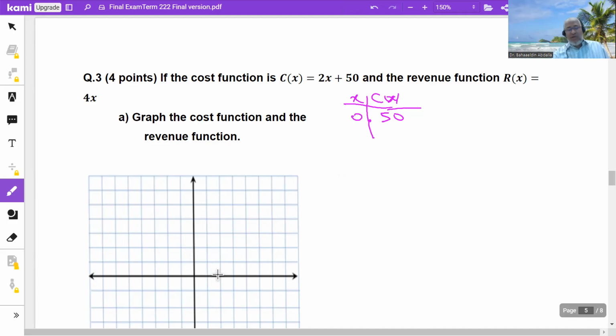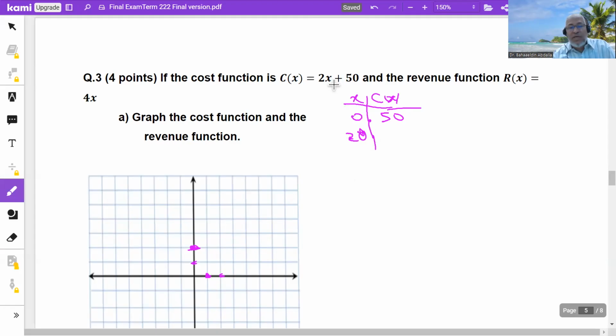So I should choose a unit of measure which is suitable for me. For 50, there is not enough space here, so I'll choose 20 by 20 or 25 by 25. If this is 25, then this is 50, and this is the point (0, 50). Okay, this is 50. So what about the x here? Let me go 10 by 10, for example. So this would be 10, this would be 20. So x is 20 or 10, whatever.